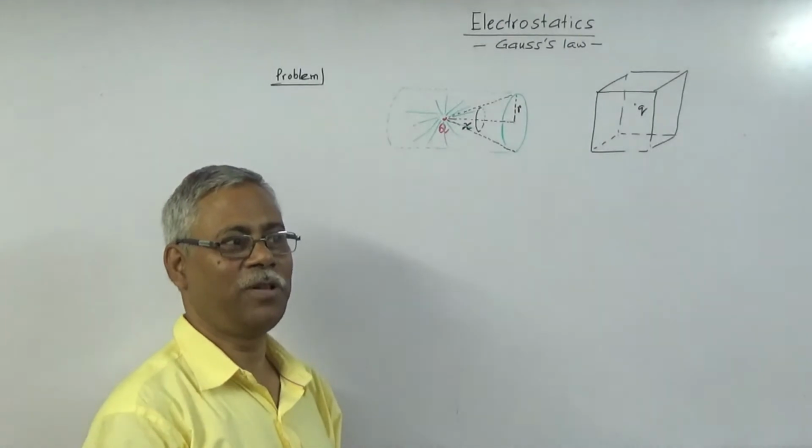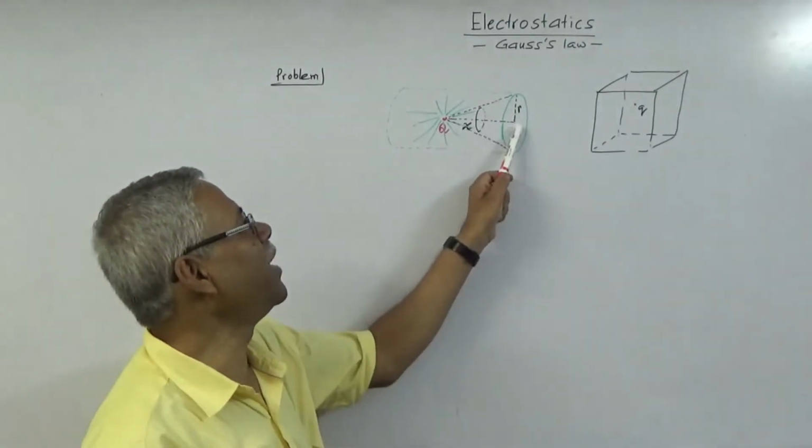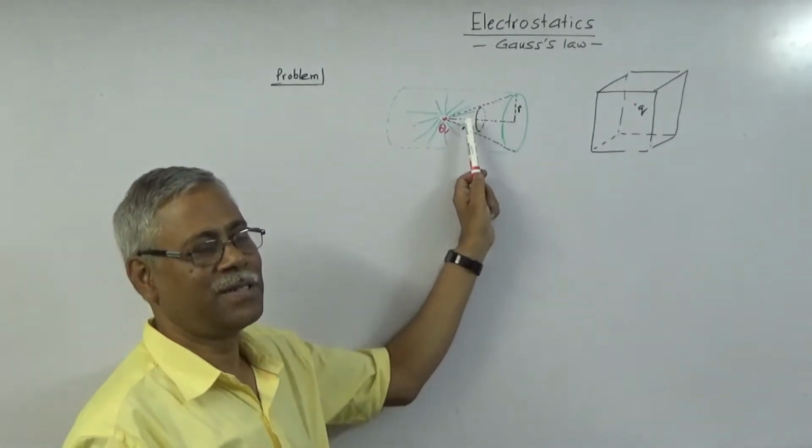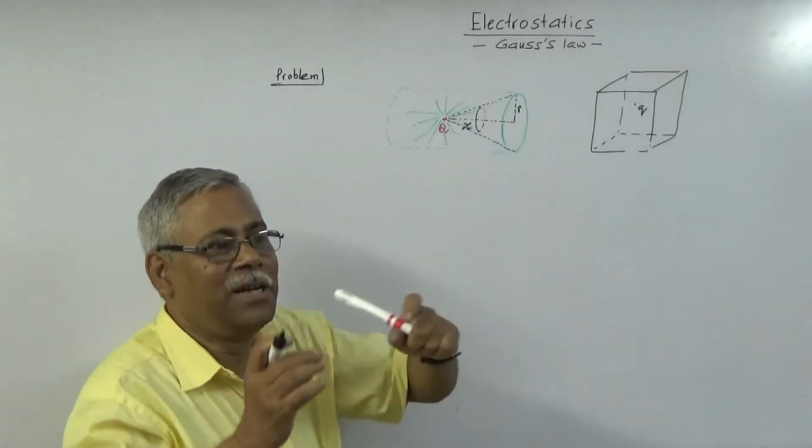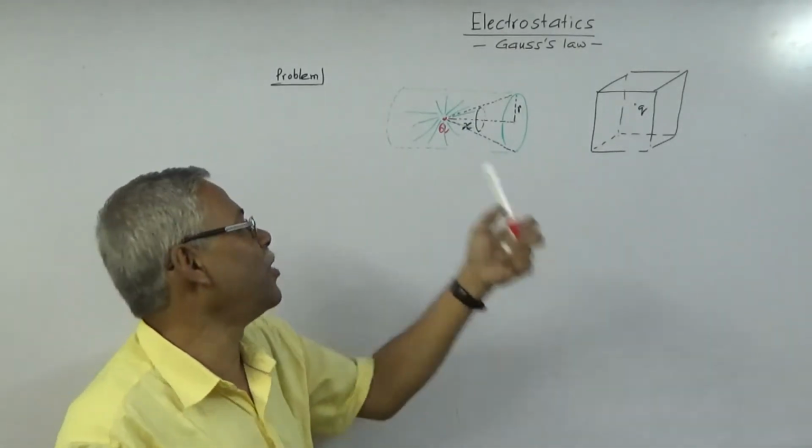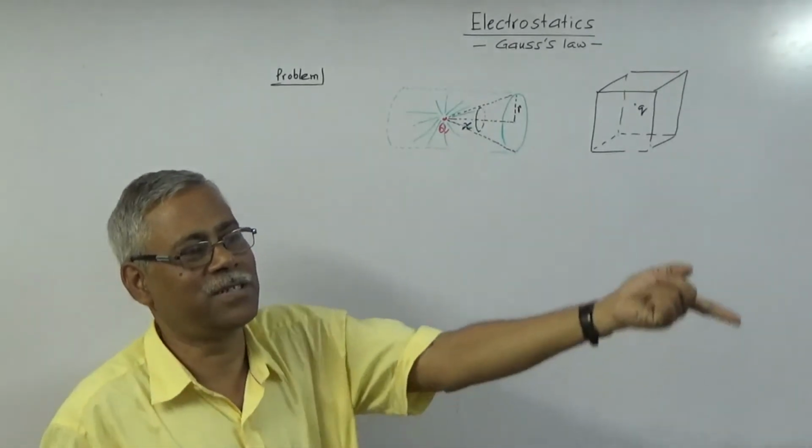I think you have understood how to solve the problem. Just calculate the solid angle subtended by this. Then you know, for 4 pi solid angle, the amount of flux is Q by epsilon naught. For this much solid angle, the amount of flux is this.